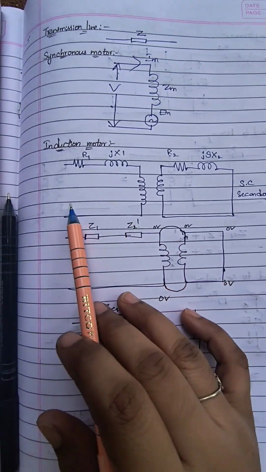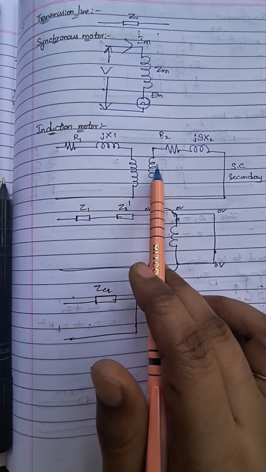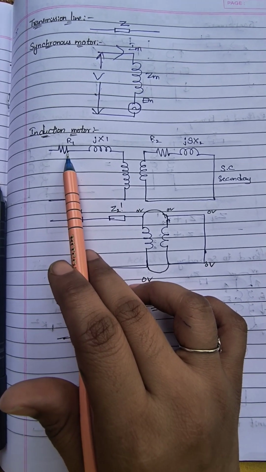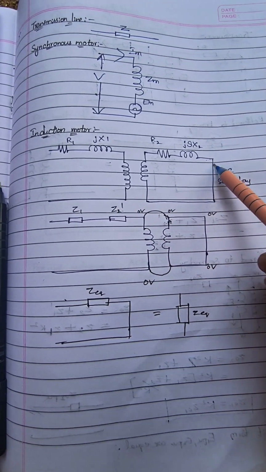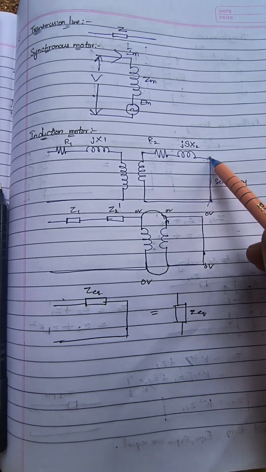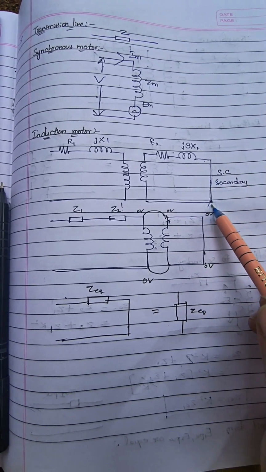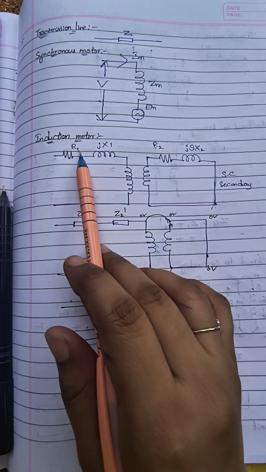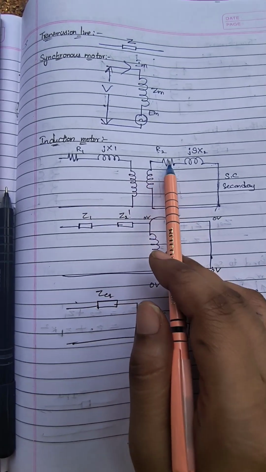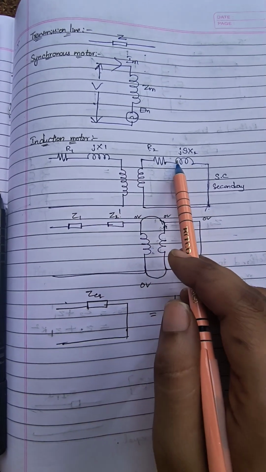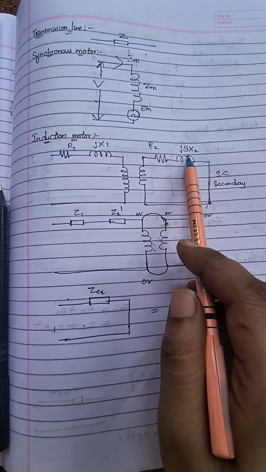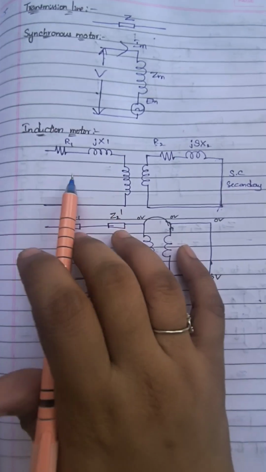Induction motor. Here is the equivalent circuit diagram of the induction motor. This is the primary side and this is the secondary side. Here the secondary is short circuited. We know that the rotor is short circuited, and there are the primary resistance and reactance, the secondary resistance and reactance, R1 jX1, R2 jX2, into S. S is slip.